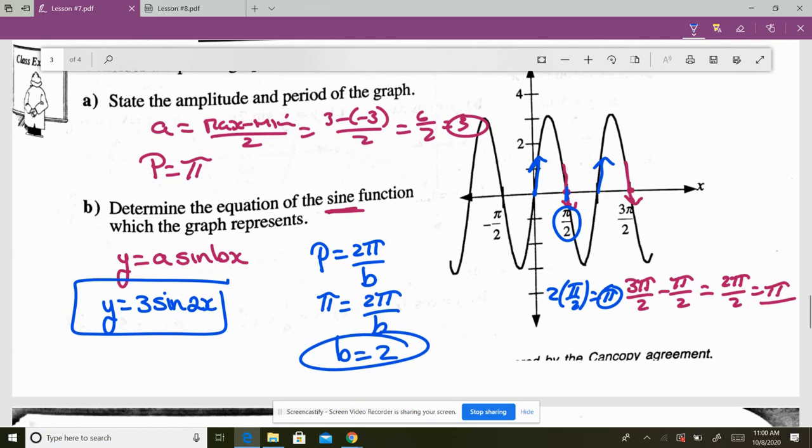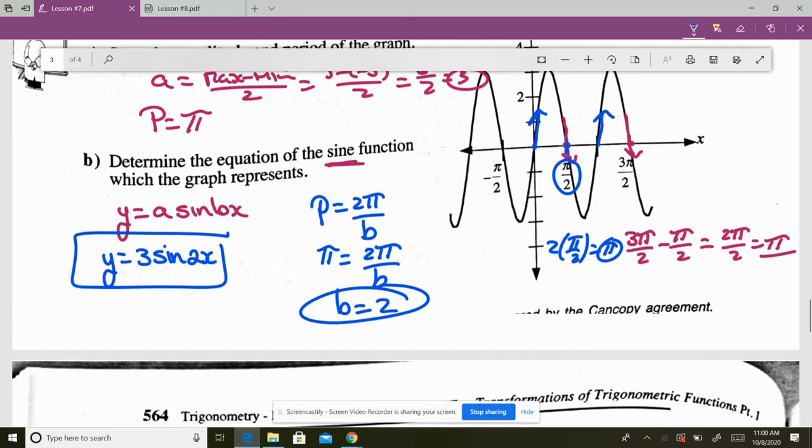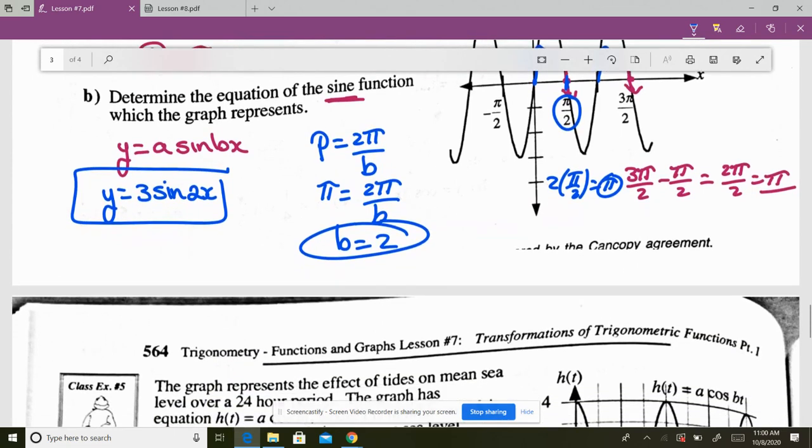So now you're able to take a trig graph and generate an equation. And once you have the equation, then you can solve a lot of problems, or questions, I guess. Is that okay? Want to do one more?